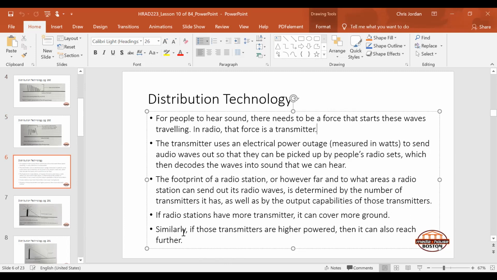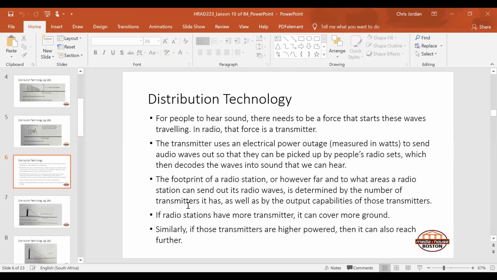So the footprint of a radio station, how far and what areas a radio station can send its radio waves to the listeners out there, is determined by the number of transmitters it has, as well as by the output capabilities of those transmitters. So, for example, smaller community stations will have smaller transmitters, once again in line with ICASA's license agreements, in terms of the footprint that they are allowed to transmit to.